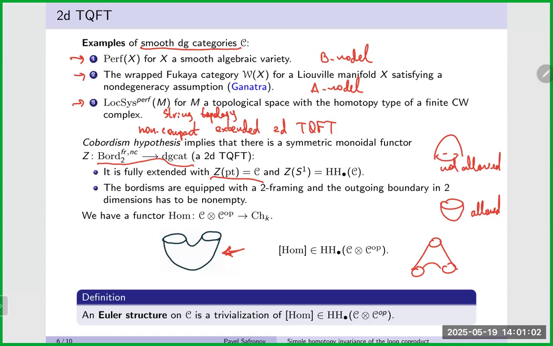One way to think about this is that if you have what's called a module of a DG category, you get a class in Hochschild homology. And in this case, the module is just a hom complex. So it gives you a class in this Hochschild homology of C, tensor Hochschild homology of C.